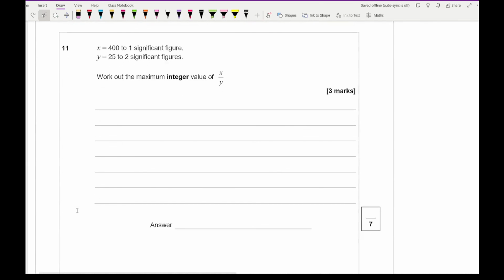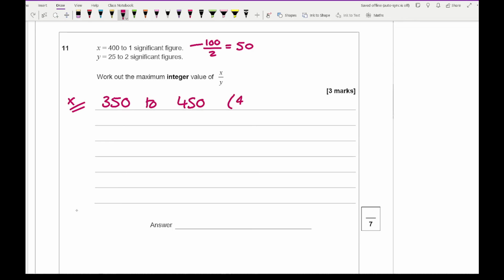Then moving on to our last question, it says that x equals 400 to 1 sig fig and y equals 25 to 2 significant figures. Work out the maximum integer value of x over y. So for these particular questions, you always want to state the upper and lower bounds. So for x, the bound is to 1 sig fig, which is the nearest 100. So we divide that by 2, and it's going to be plus or minus 50. So x is going to be 350 to 450.